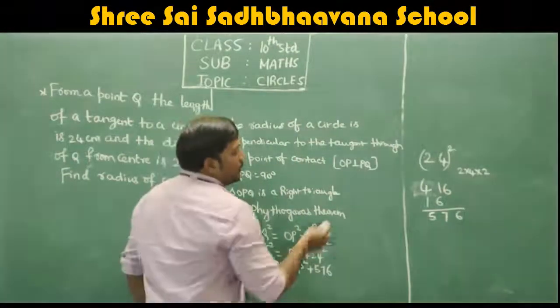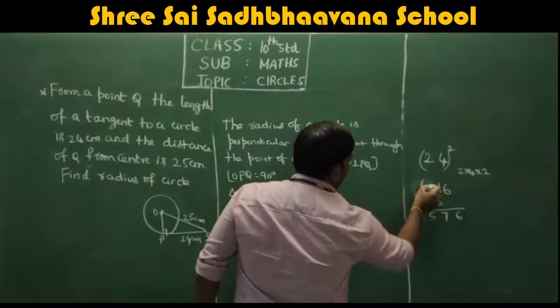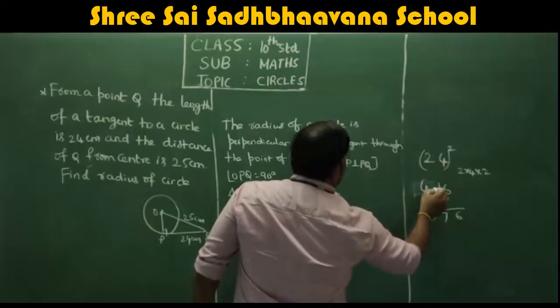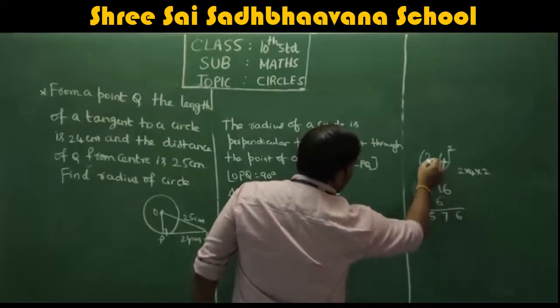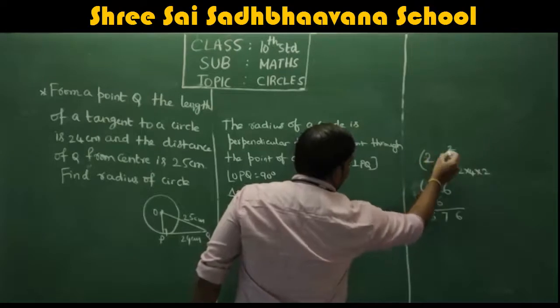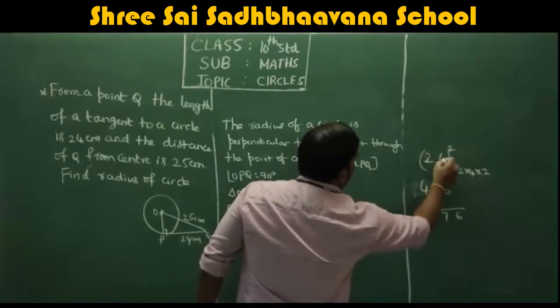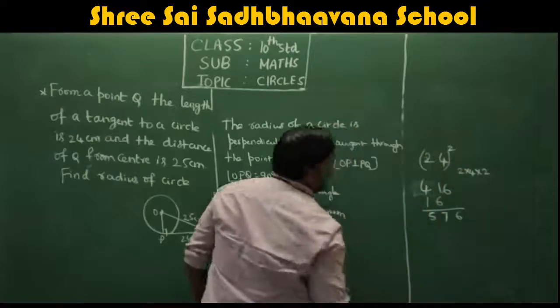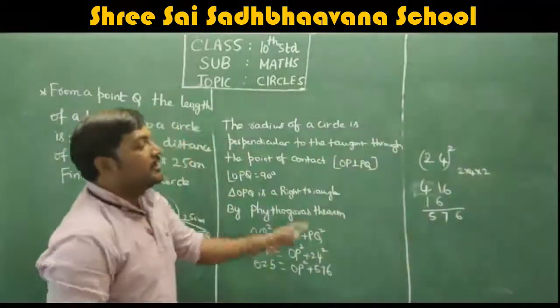Okay? It's very simple. 24 square: 2 square is 4, 4 square is 16. After writing 4 and 16, see 2, 4, 2. Just listen, remember this: 2, 4, 2. So 2 into 4 into 2, that's all. Just multiply all these three, so you'll get 8 and then 16.